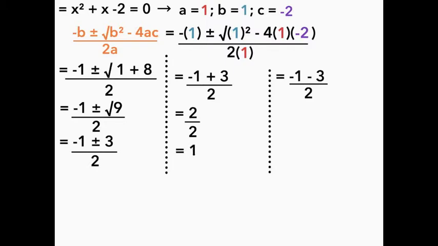Now let's solve for -1 minus 3 over 2. -1 minus 3 is equal to -4. -4 divided by 2 is equal to -2. Our final answer is x equals -2 and 1.